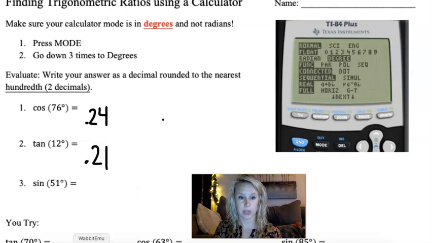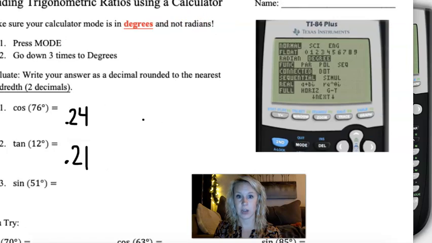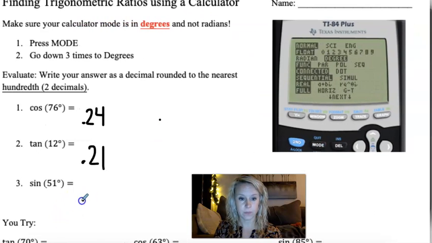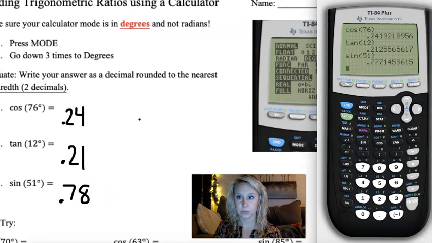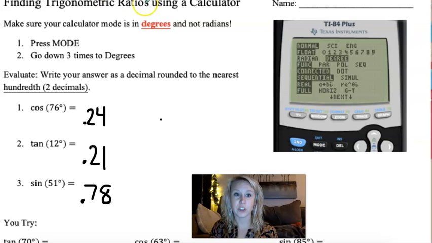The last one is sine 51. Enter. It is 0.77. So this third 7 will make this be 0.78, because this 7 is 5 or more. So 0.78. Okay? Let me know if you have any questions on how to type it in the calculator, but that is how you evaluate some trig.